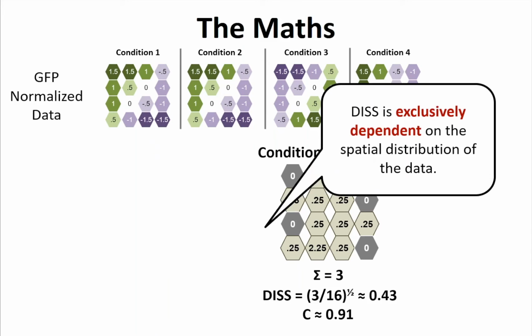So the other point that you should take away is that global dissimilarity is exclusively dependent on the spatial distribution of the data and not their strength, because you've already normalized the data. Hopefully that's clear to everyone.